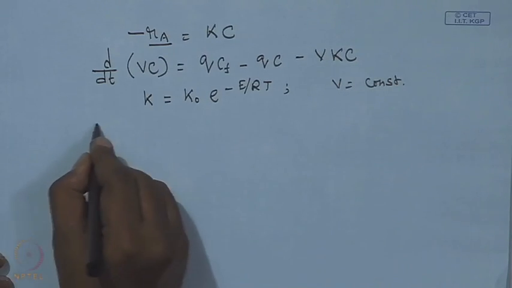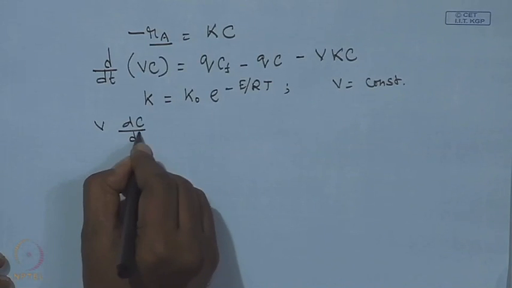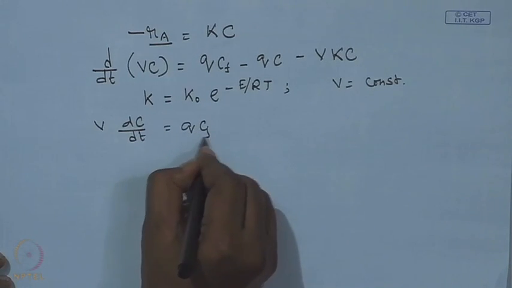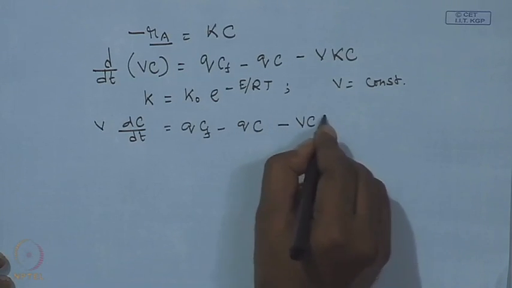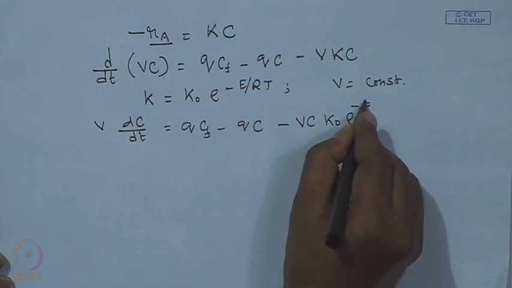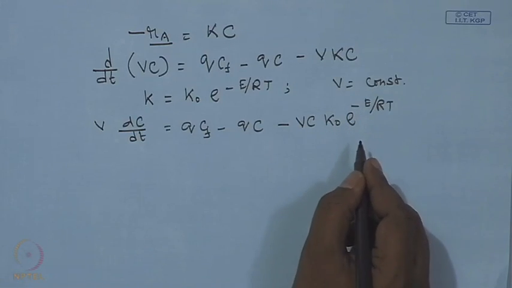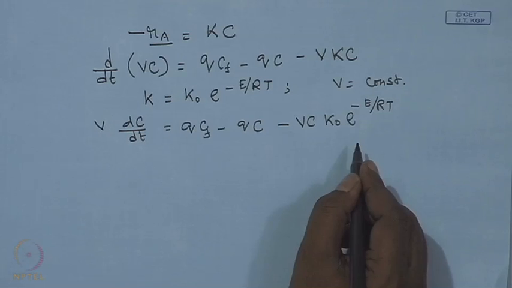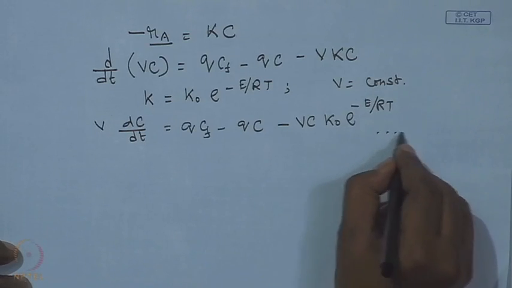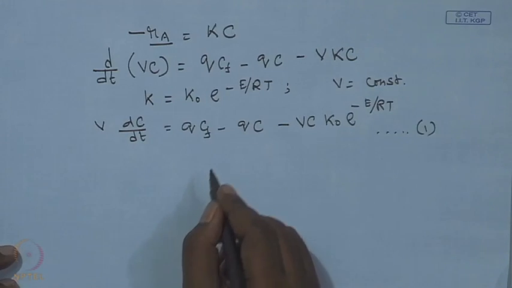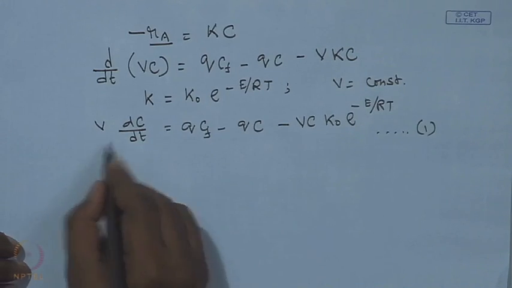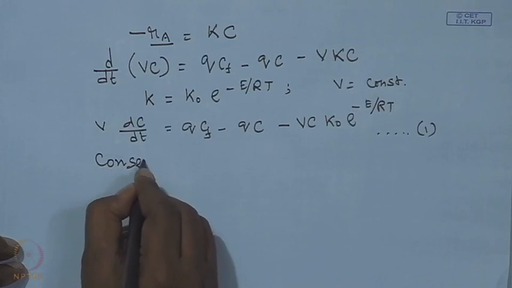So, we can write V times dC/dt is equal to Q times Cf minus Q times C minus V C K naught e to the power minus E by R T. So, this equation is the mass balance equation. It is indeed a solute balance equation. It gives the total balance of the reactant. The next equation that we are going to write is the conservation of energy, or heat balance equation.